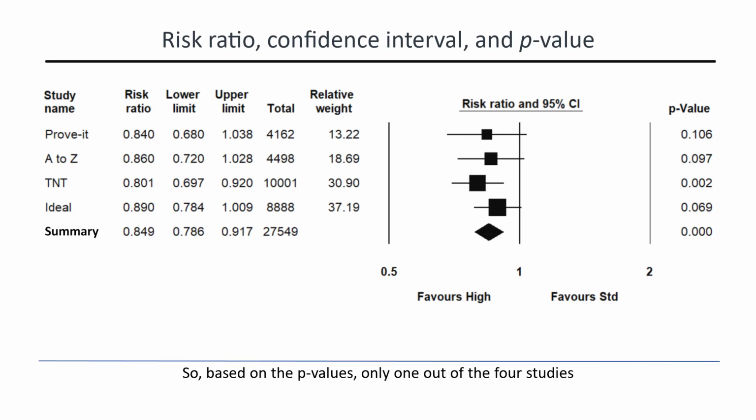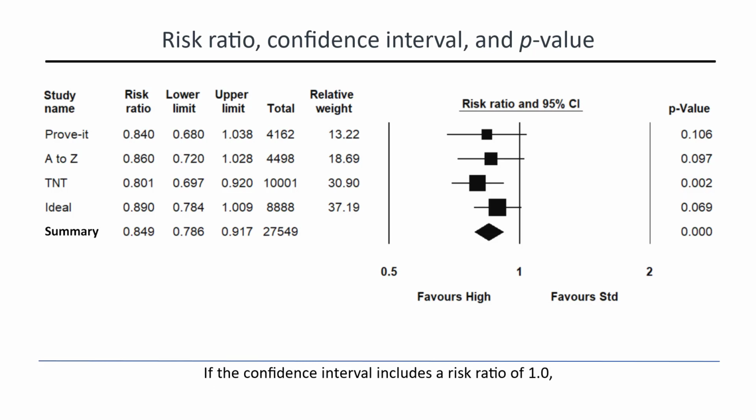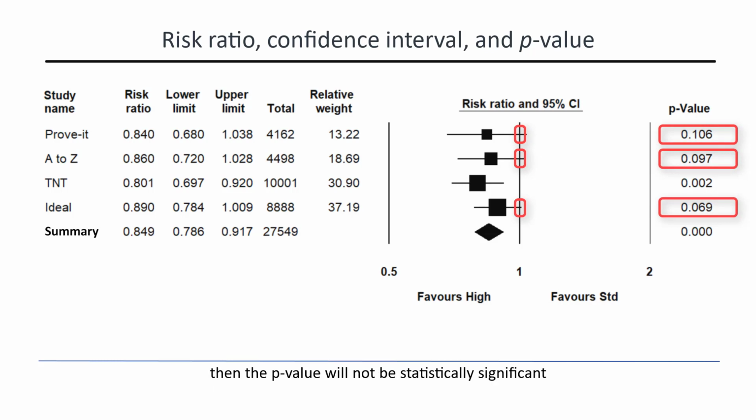So, based on the p-values, only 1 out of the 4 studies provided evidence in favor of the high dose. Note that there is a direct connection between the confidence interval and the p-value. If the confidence interval includes a risk ratio of 1, then the p-value will not be statistically significant. Basically, the confidence interval says that the risk ratio might be 1, and the non-significant p-value says that the true risk ratio might be 1.